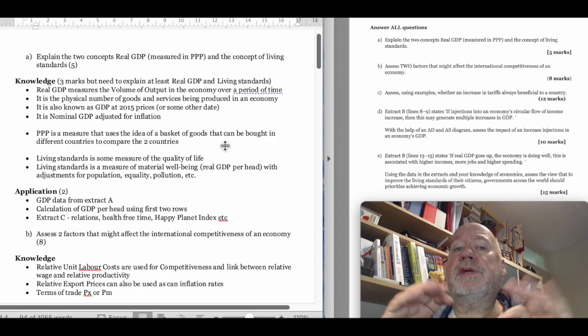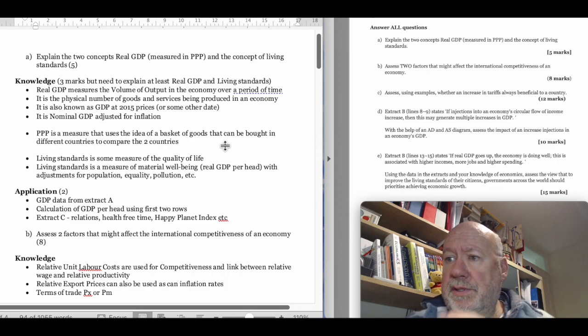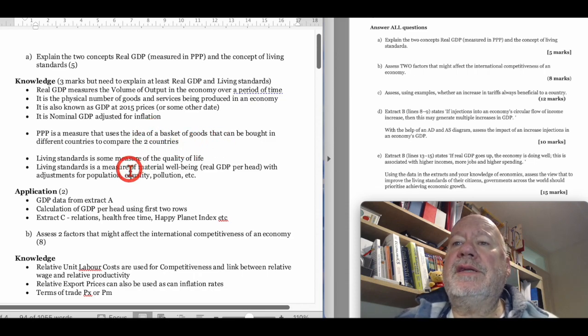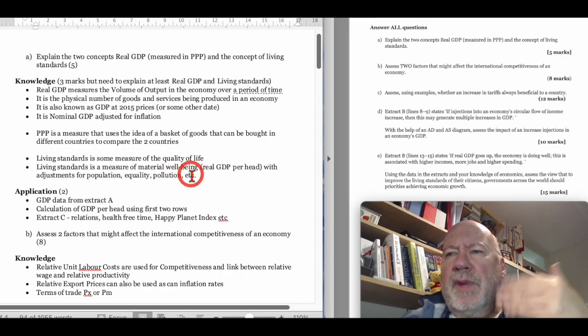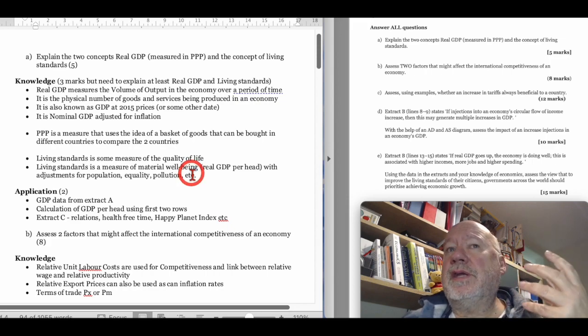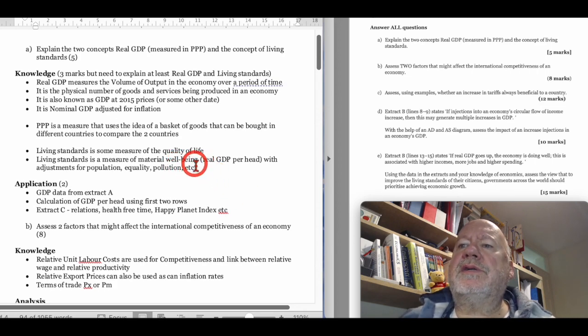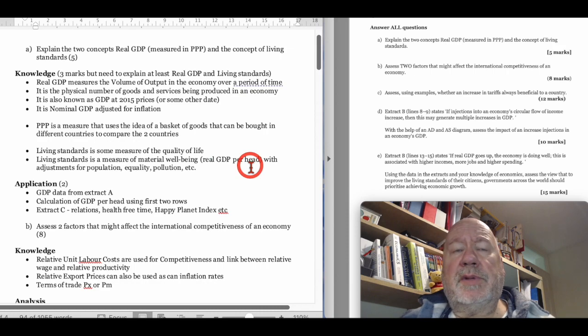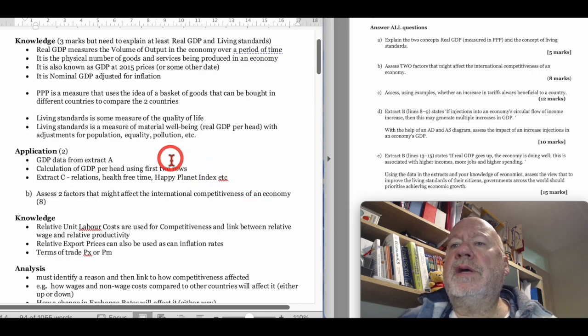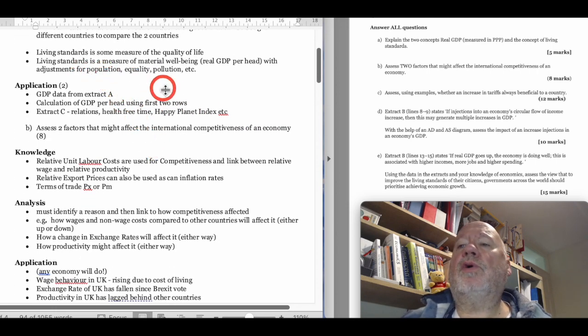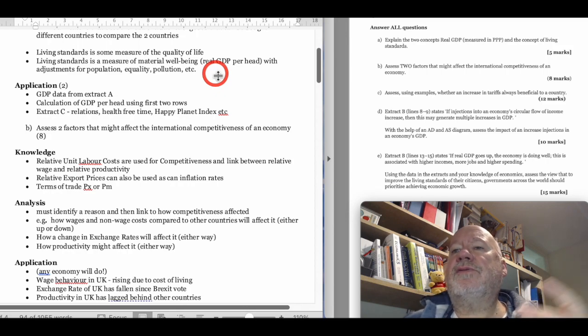And there's a short video on that if you want to know what is meant by PPP and how they work it out. And lastly, the living standard is some measure of the quality of life. There's no agreed definition in economics about living standards, but it's some idea of quality of life rather than the number of physical goods being produced. You could talk about it as material well-being. Real GDP per head is where they start, or gross national income per head as well. But there are some adjustments that are made for population, equality and pollution, etc.